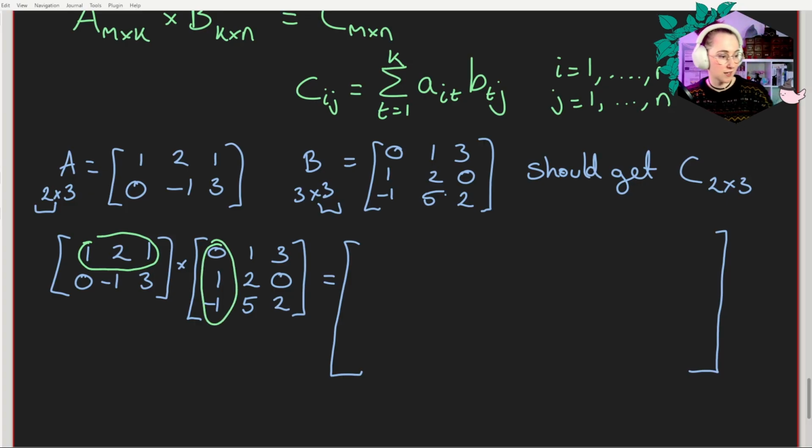As Innerklein said, we just move forward through t's, okay? So when t is 1, we look at the first entry times the first entry of our row in our column, and then we add second entries, so 2 times 1, add third entries, 1 times minus 1.